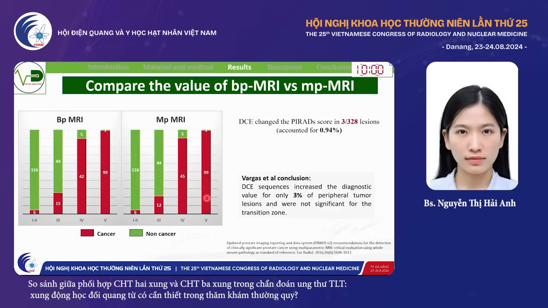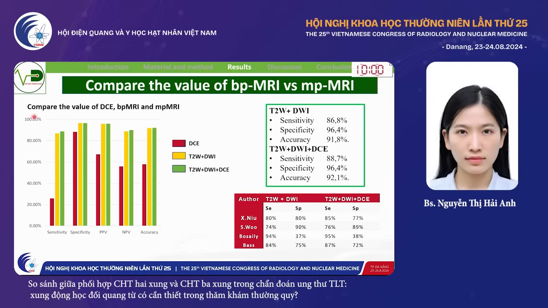In comparison of each stage of MRI, we found that DCE only changed the PI-RADS score in 3 over 328 lesions. That means it accounted for less than 1%. This is quite similar to the conclusion of Vegas that the DCE sequence increased the diagnostic value for only 3% of peripheral tumor lesions and was not significant for the transition zone.